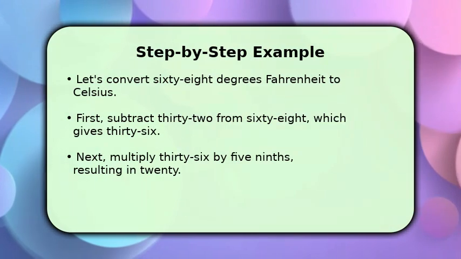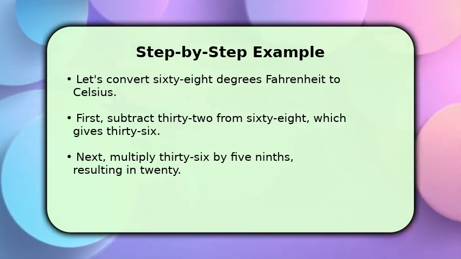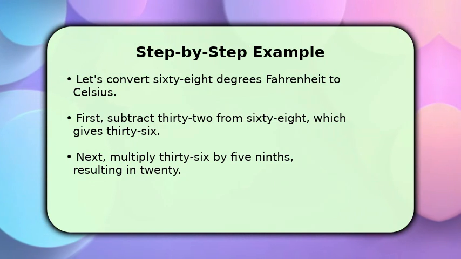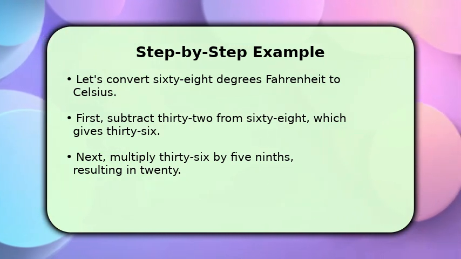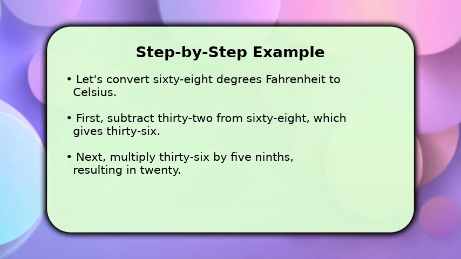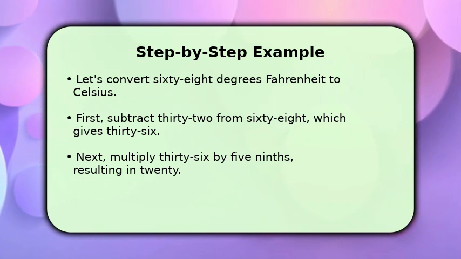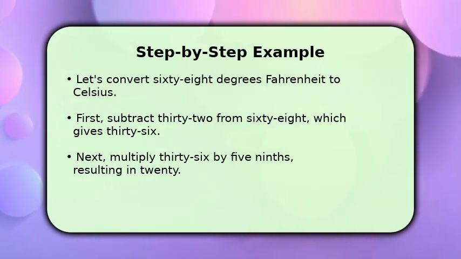Let's walk through a practical example together. Imagine you have a temperature of 68 degrees Fahrenheit. First, subtract 32 from 68, which leaves you with 36. Next, you'll multiply this 36 by 5/9. 36 divided by 9 is 4, and 4 multiplied by 5 gives you 20. So, 68 degrees Fahrenheit is equivalent to 20 degrees Celsius. It's quite simple once you follow the steps.